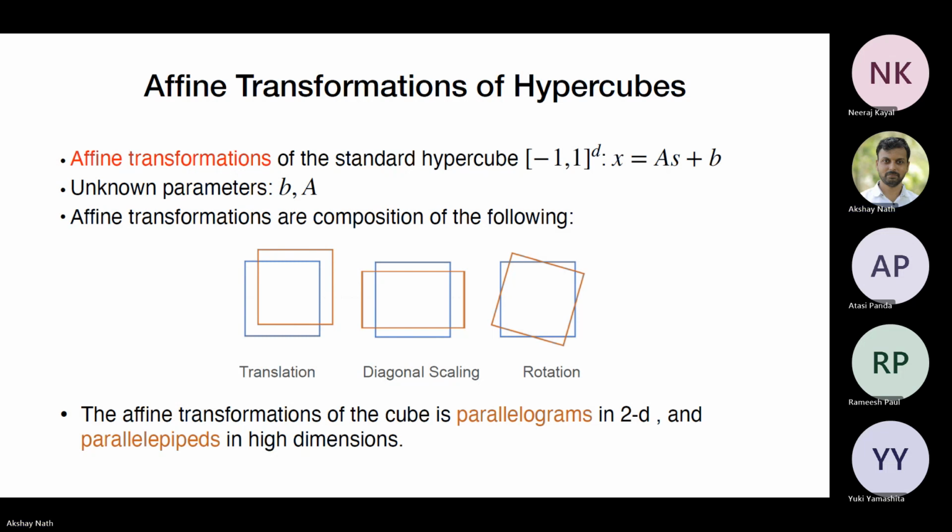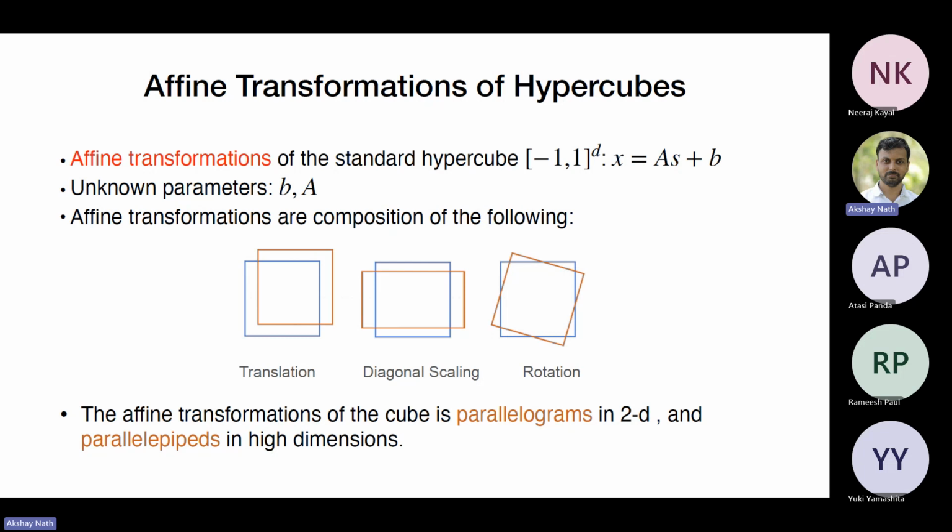Those are our samples. There are three types of affine transformations. The translation, where we just translate in some direction. The diagonal scaling, which is scaling only in the coordinate directions, as in the figure here. And the rotation, where we rotate it. We know that s comes from this hypercube, and we also know the distribution: it is the uniform distribution over this hypercube. So it is a known distribution. The unknown thing is the transformation, or the transformed distribution.